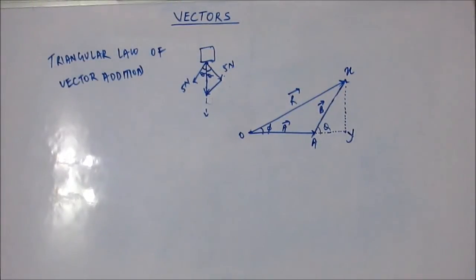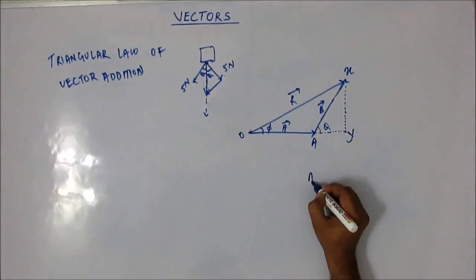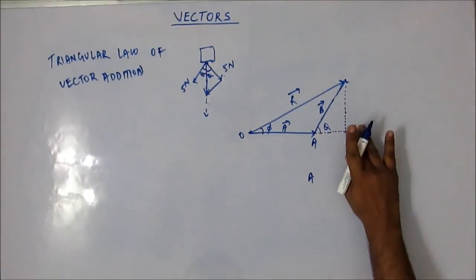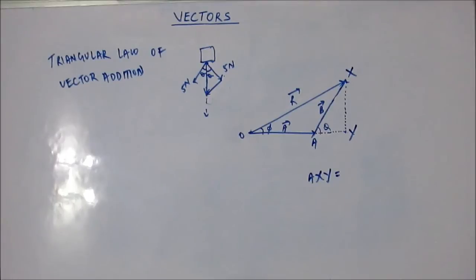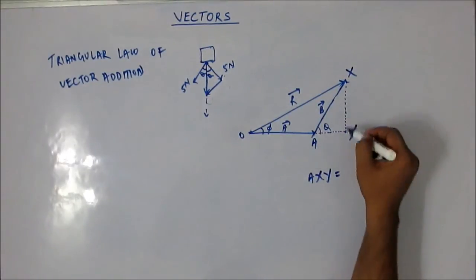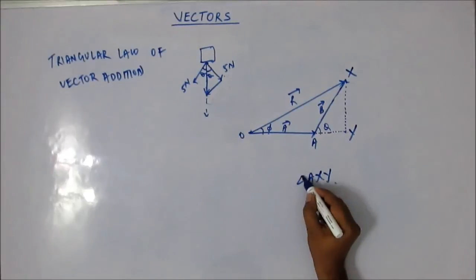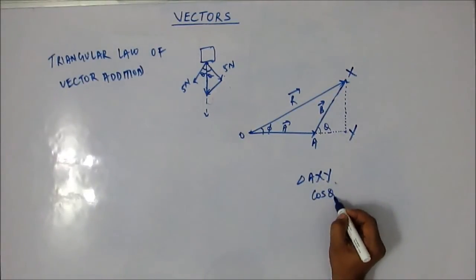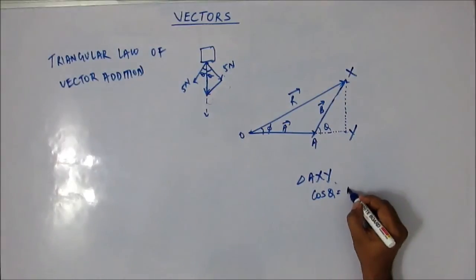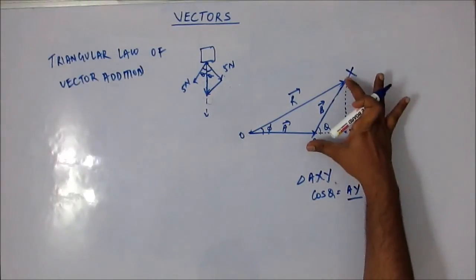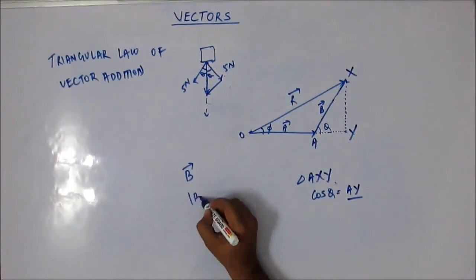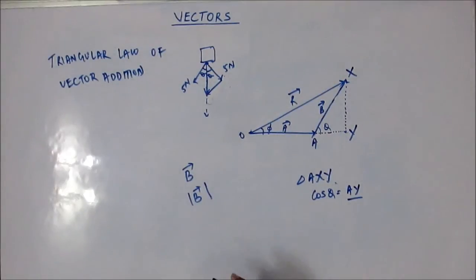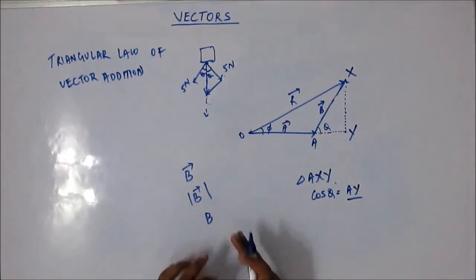Okay. Now in triangle AXY, if we write the simple trigonometric function, cos theta is base upon hypotenuse. Base here is AY, hypotenuse here is this vector, B vector. Now B vector is written as B vector, and the magnitude is written as this, which we saw before. What we can also do is just write it as B, instead of putting B vector under the modulus sign.